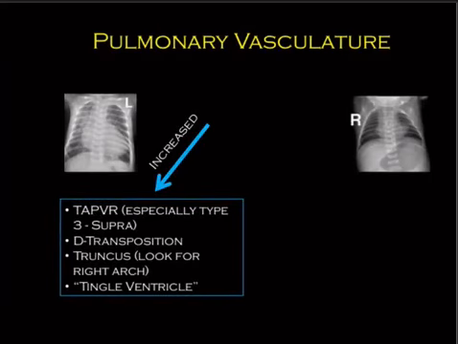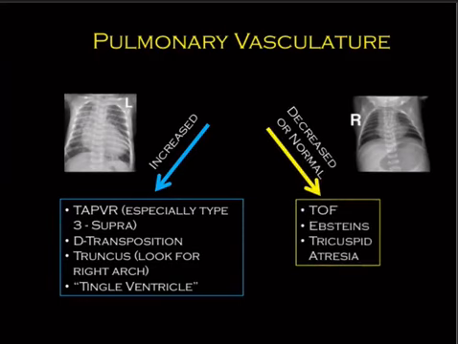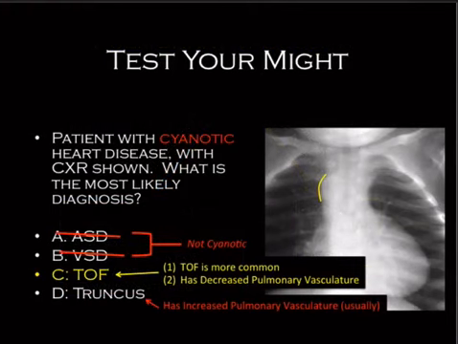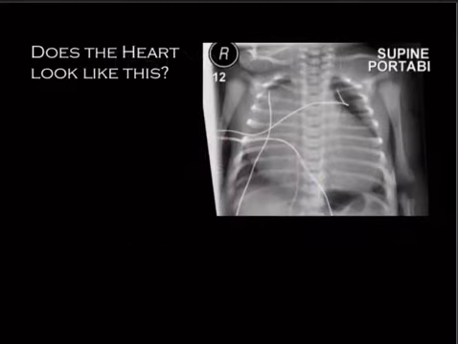So those are your things that have increased pulmonary vasculature, and those are your things that have decreased or normal. Things affecting the right side of the heart, Epstein's, tricuspid atresia, have decreased vasculature. Blood's not able to get out into the lungs. TOF also, where pulmonic stenosis is a big component, right? So we can see that it's not increased. That's your TOF case.